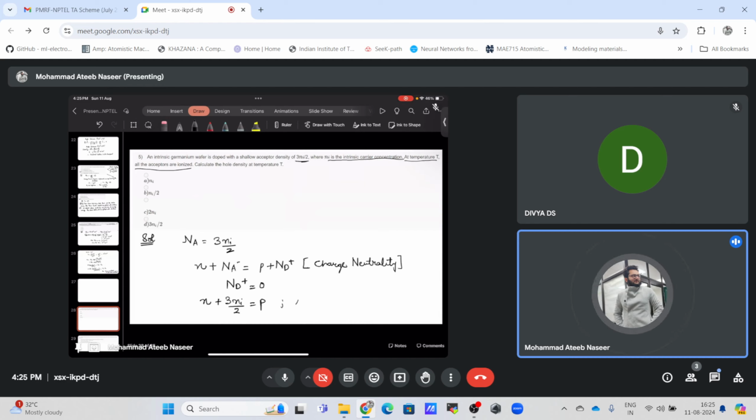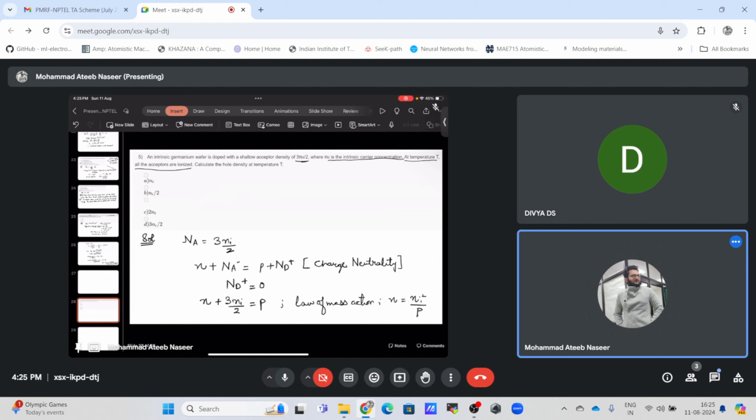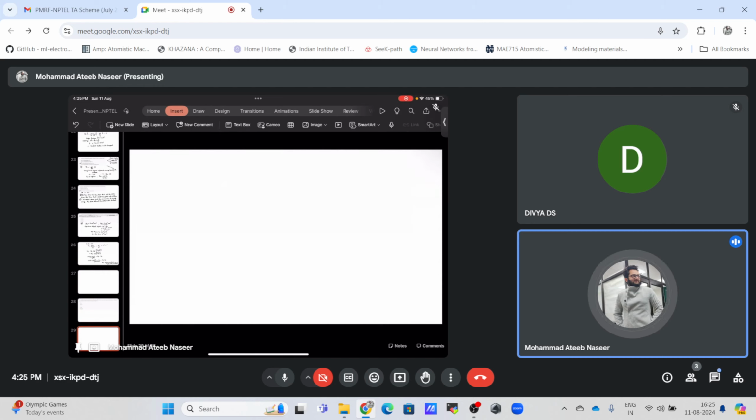Now if we use the law of mass action, we can say N into P is Ni square, or N is simply Ni square by P. So let's replace this N with Ni square by P: Ni square by P plus 3 by 2 Ni is equal to P, or simply it will be P square minus 3 by 2 Ni P minus Ni square is equal to 0. Now let's solve this quadratic in P.